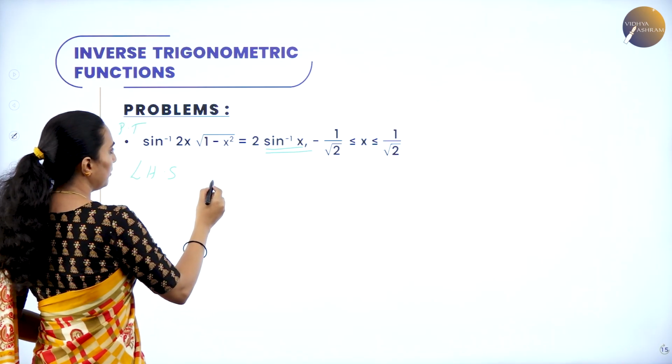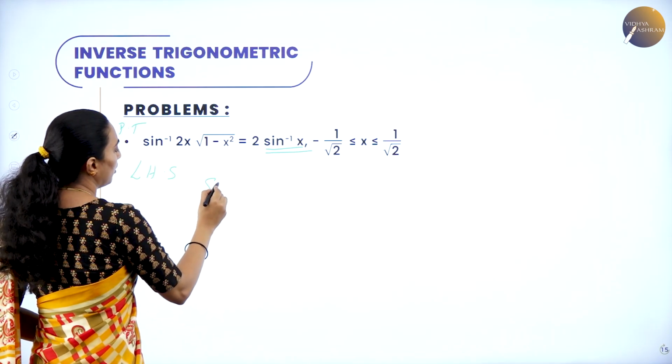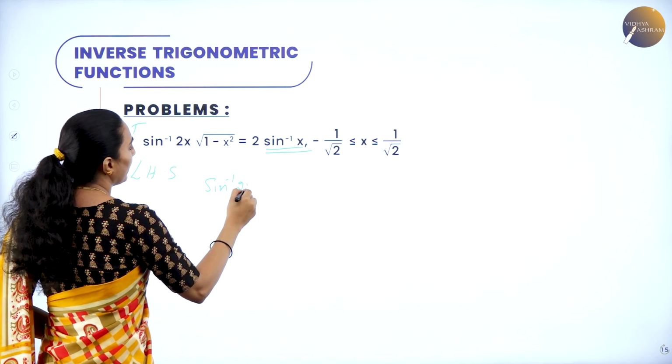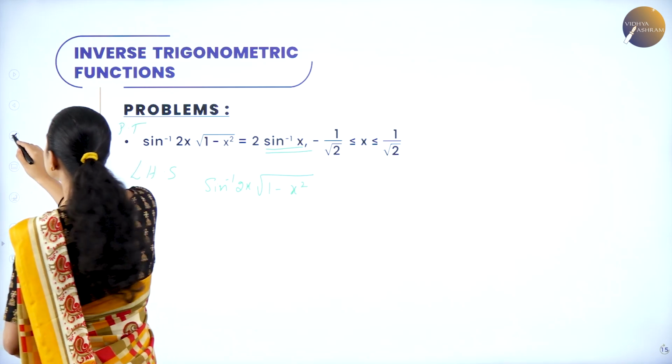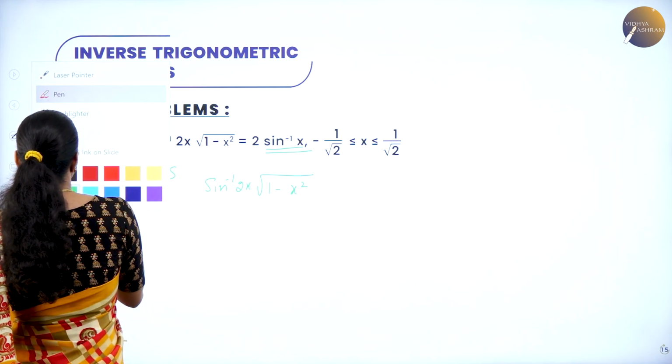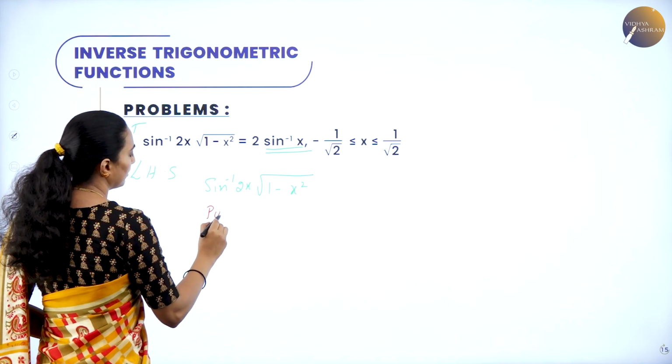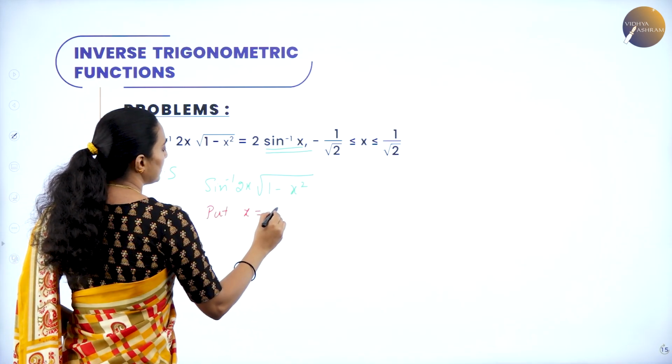Okay. Sin inverse of 2x under root 1 minus x squared. Now I am going to substitute. What is that? Put x is equal to sin theta.